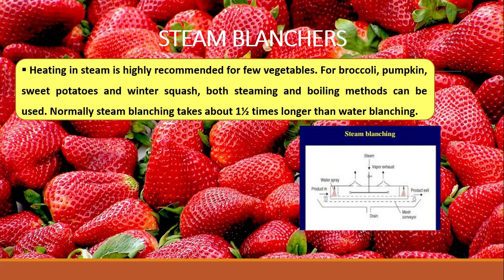Next one is steam blanchers. Heating in steam is highly recommended for a few vegetables. For broccoli, pumpkin, sweet potato and winter squash, both steaming and boiling methods can be used. Normally steam blanching takes about 1.5 times longer than water blanching.